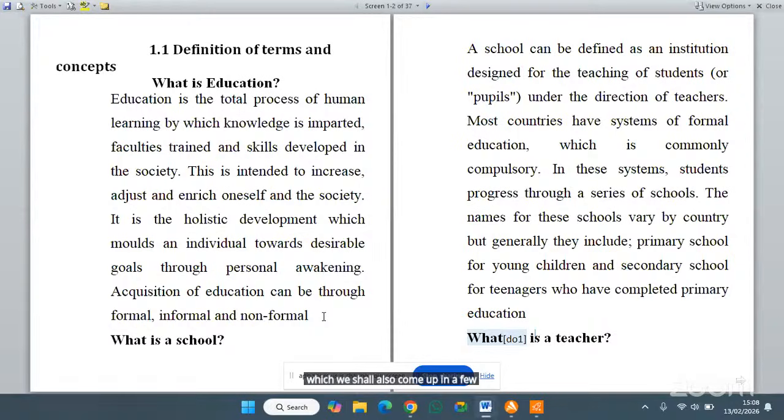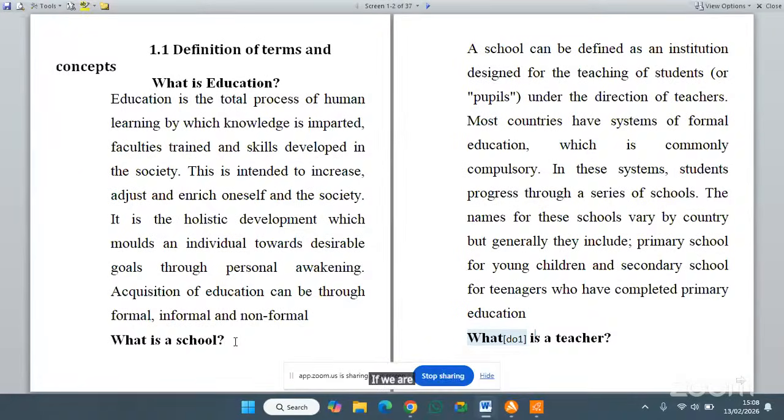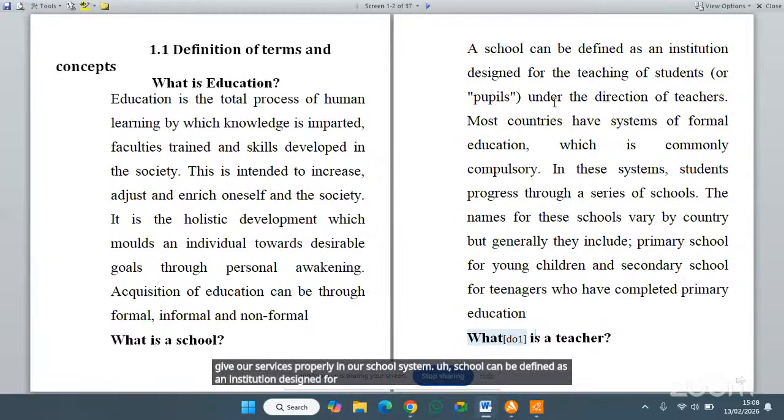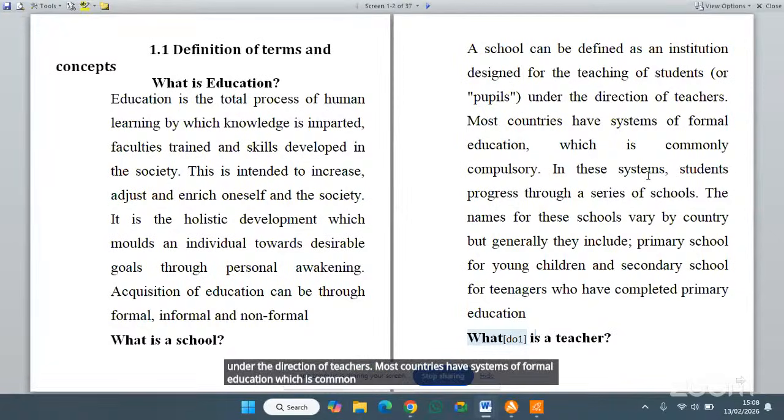So what is a school? This is another important concept. It looks obvious, but then we have to understand if we are to be able to give our services properly in a school system. A school can be defined as an institution designed for teaching of students under the direction of teachers. Most countries have systems of formal education, which is commonly compulsory.